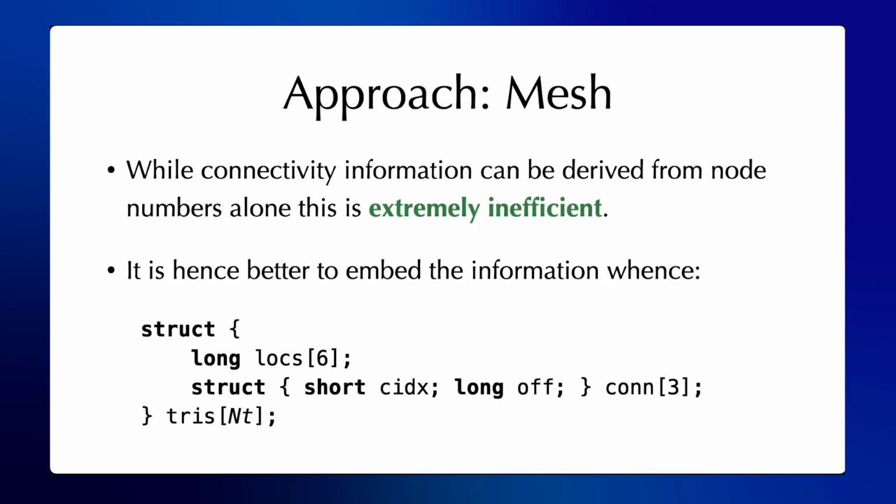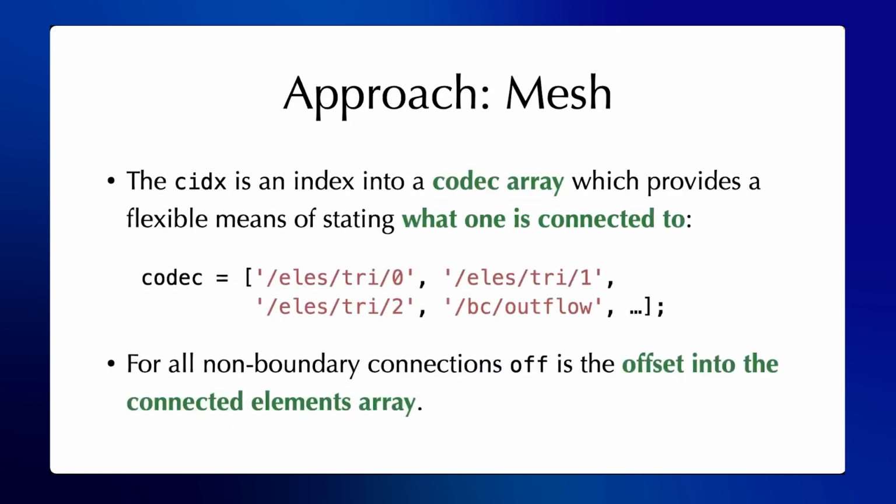The way we do this is by a pair of numbers. A CIDX that says what you are connected to, and then an offset, which is sometimes optional, that says where in that thing do I need to go. This is a bit clearer with an example. So that CIDX is an index into an array that says, what am I connected to?